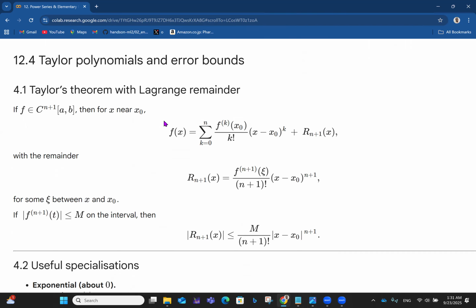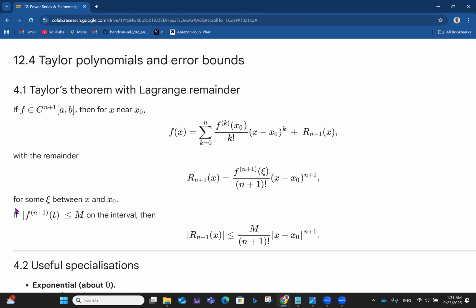Then for x near x naught, we can say that f of x is equal to the summation from k equals 0 to n of f^(k)(x naught) over k factorial times (x minus x naught)^k, plus R_{n+1}(x), with the remainder R_{n+1}(x) equal to f^(n+1)(psi) over (n plus 1) factorial times (x minus x naught)^(n+1), for some psi between x and x naught.